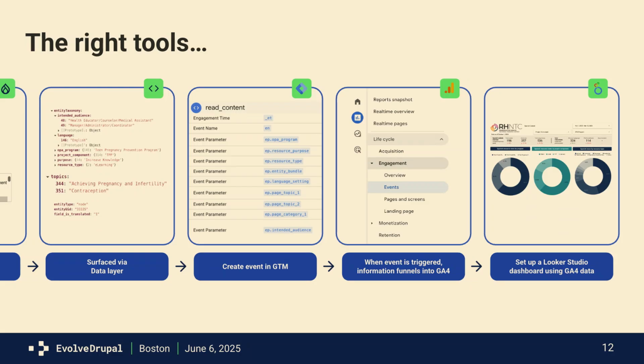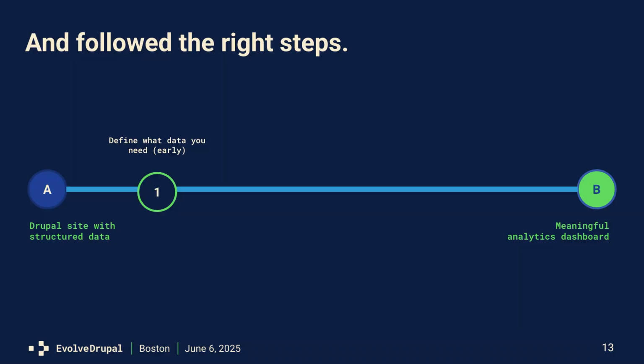And then, last but not least, right, when an event is triggered in Google Tag Manager, that information is going to funnel into GA4, and then you can create an actually meaningful Looker Studio dashboard using that data. So how do you do that? So we also follow the right steps, right? So first, we started at point A, we talked about that.